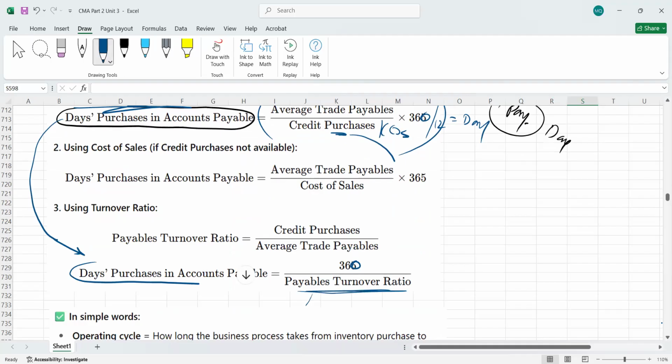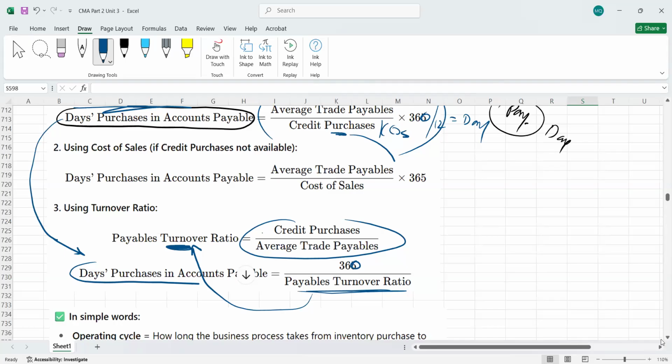Now the question is, how will you calculate the turnover ratio? This is the formula for that. Turnover is credit purchases or cost of goods sold, whatever is given, divided by average trade payables. Turnover shows how many times we made payments to our suppliers in a given period.